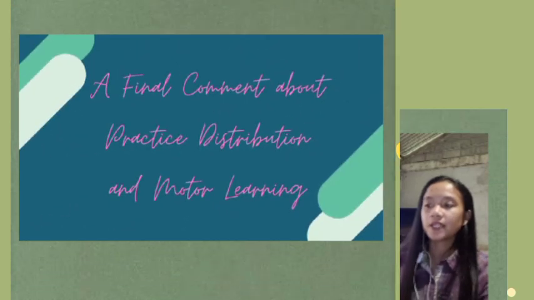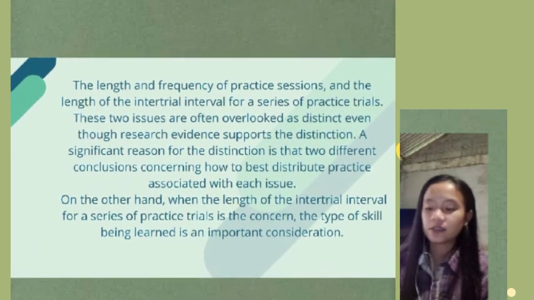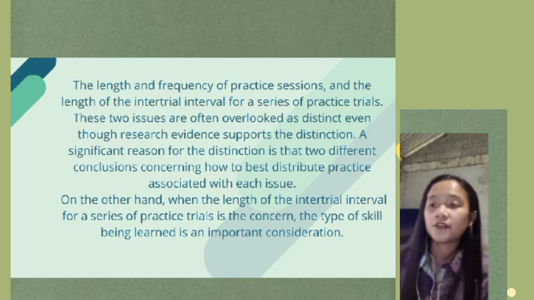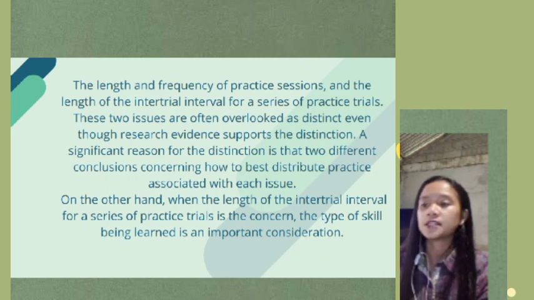A final comment about practice distribution and motor learning. In this discussion of practice distribution effects on the learning of motor skills, an important distinction was made between two specific issues related to practice distribution: the length and frequency of practice sessions, and the length of the intertrial interval for a series of practice trials. These two issues are often overlooked as distinct, even though research evidence supports the distinction. A significant reason for the distinction is that two different conclusions concerning how to best distribute practice are associated with each issue.